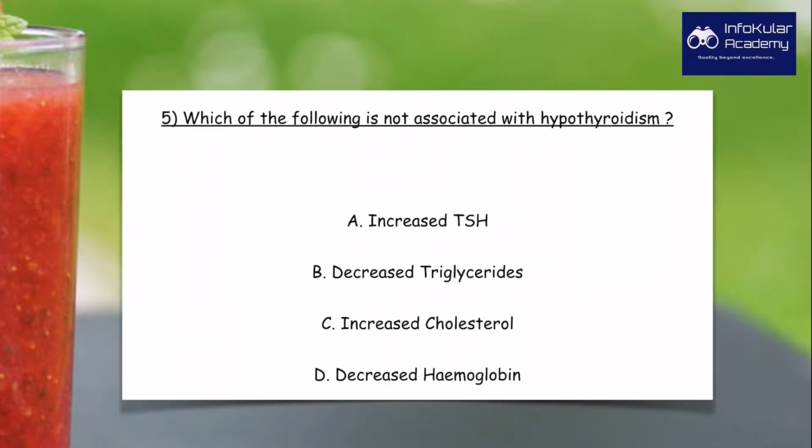Question number 5. Which of the following is not associated with hypothyroidism? A. Increased TSH. B. Decreased triglycerides. C. Increased cholesterol. And D. Decreased hemoglobin.